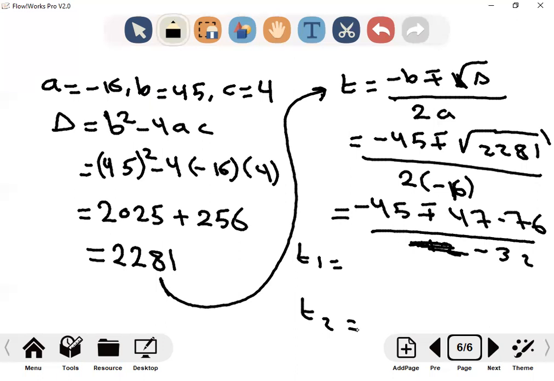Calculator. Negative 45 plus 47.76, divided by negative 32, is negative 0.086. All of it, right? Now t2: negative 45 minus 47.76, all divided by negative 32, is 2.9, positive. 2.9.